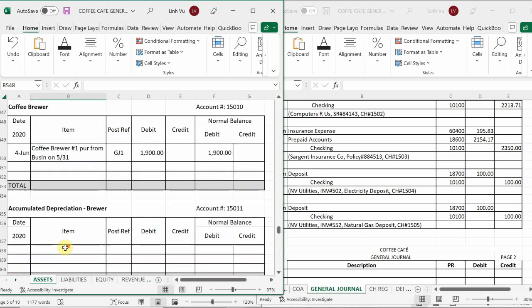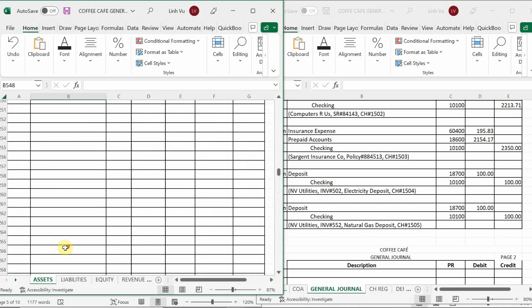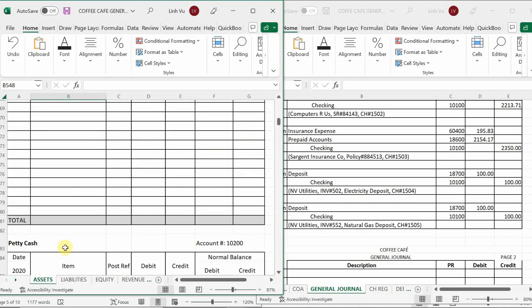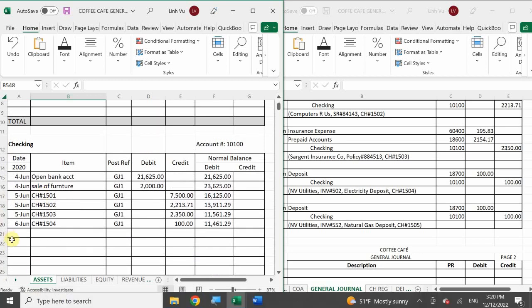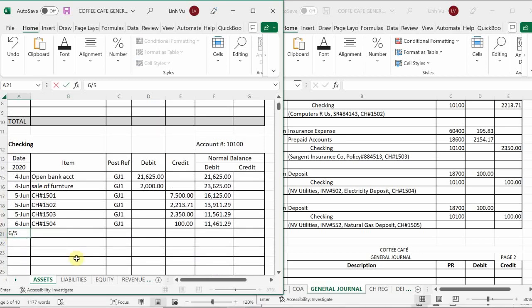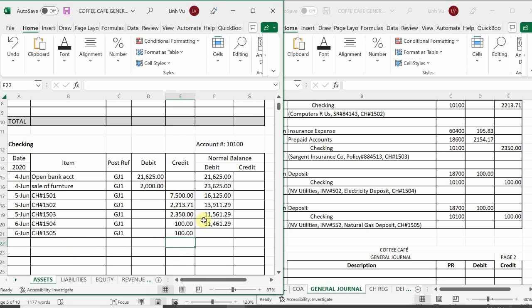Okay. And last but not least, we need to update my checking account, right? To reflect that I made another payment on the 6th using check number 1505 on the last section of page 1 for another $100. So in this case, I'm going to go from 11,461 to 11,361, right? I spent another $100. Okay?